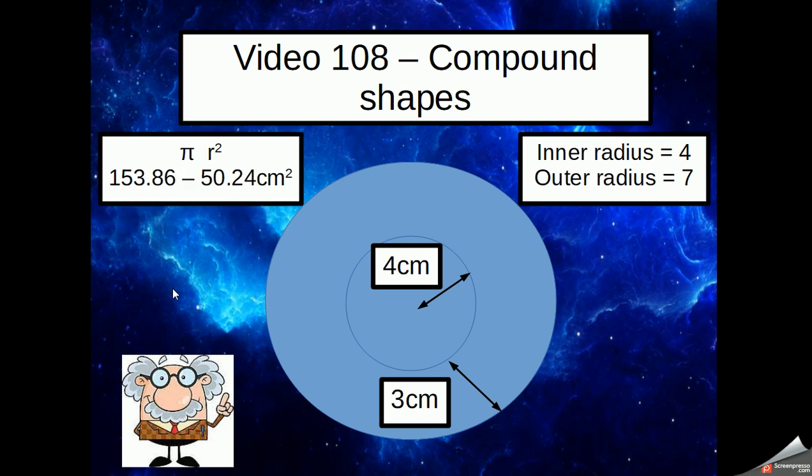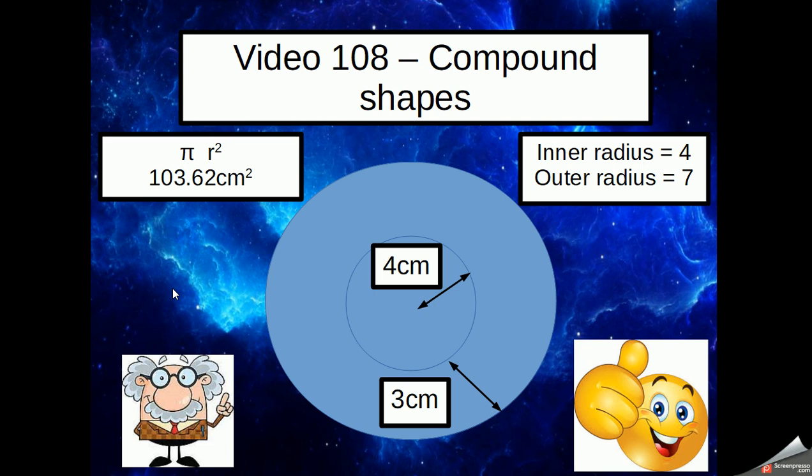So I simply do the subtraction, and there's the answer. The rim around the outside is 103.62 centimeters squared. So with these compound shapes, always divide them up into separate shapes and use your formula for those separate shapes to work out pieces that have to be taken out or added on, so that you get the overall size of what is required.